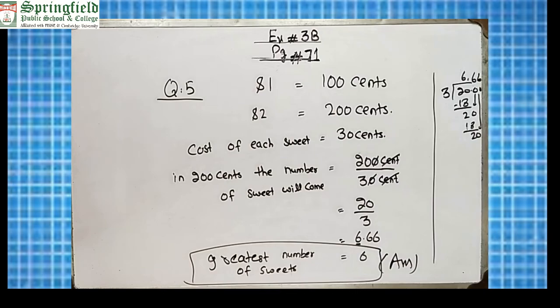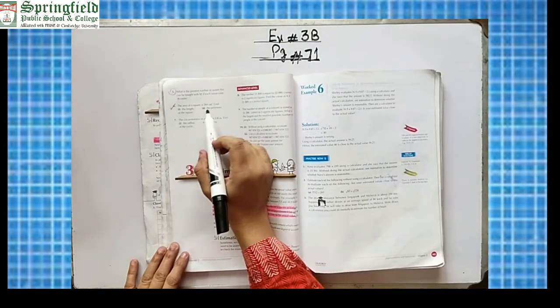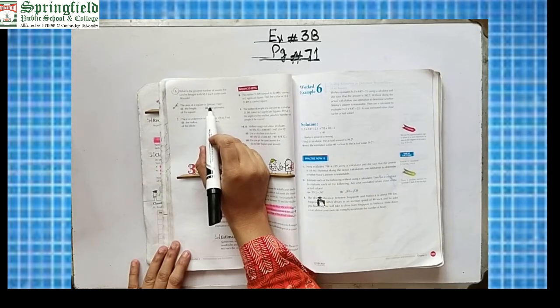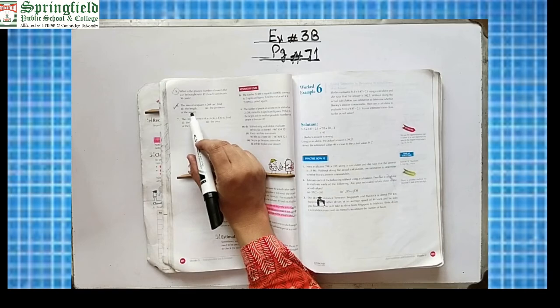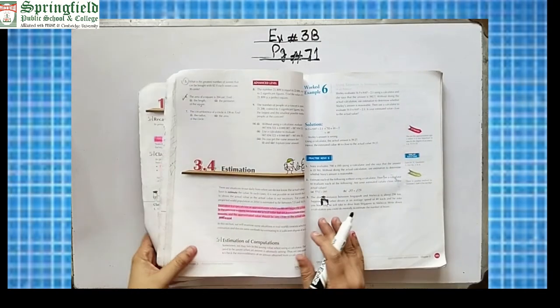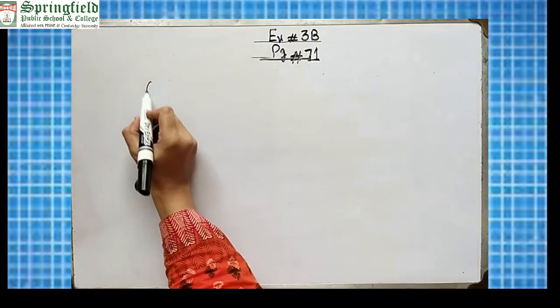Now come to the next question, 6. Okay, look at question number 6. The area of the square is 264 centimeters square. Find the length and the perimeter, as we have already done in an example. So question number 6.